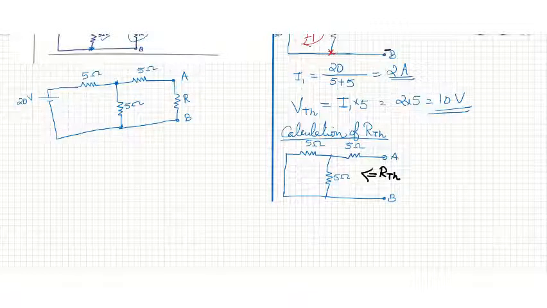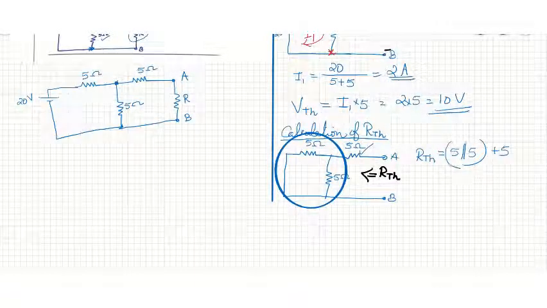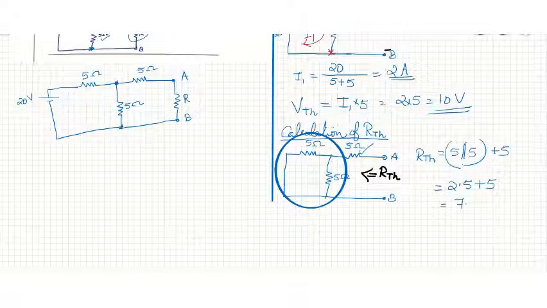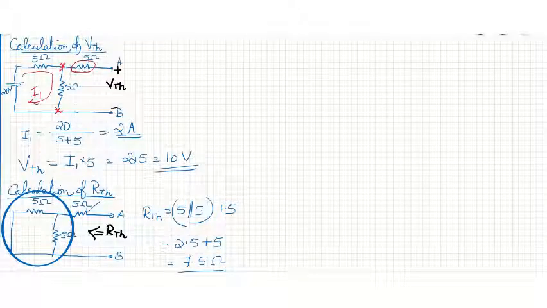It is clear that RTH is equal to this 5 and this 5 are in parallel. So 5 parallel to 5, that in series with this 5 ohm. So 5 parallel to 5, we will get 2.5, plus 5 is equal to 7.5 ohms. RTH is 7.5 ohm. Now let's draw the reduced circuit, or the Thevenin equivalent circuit.